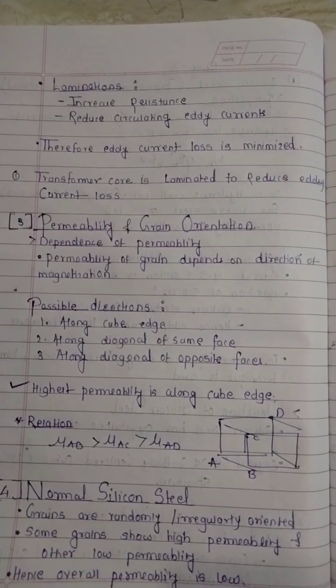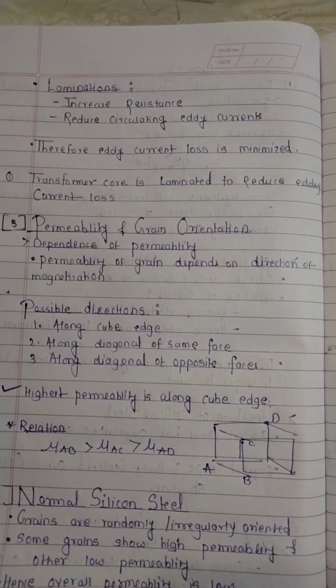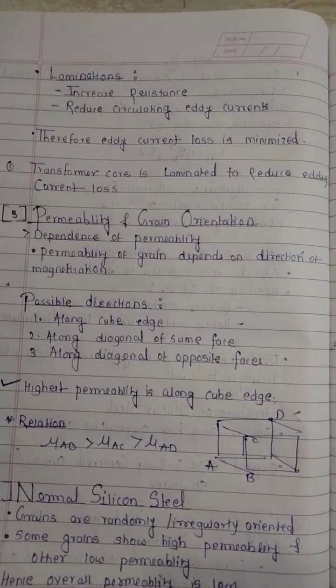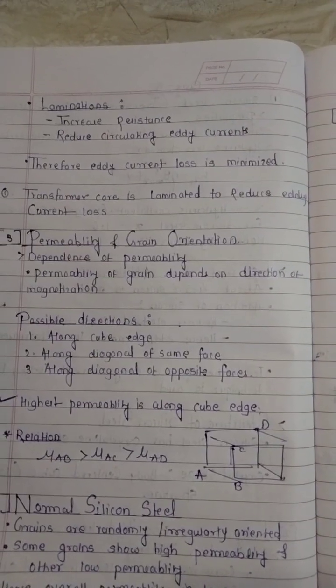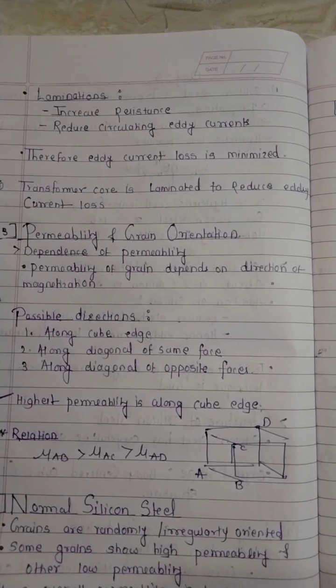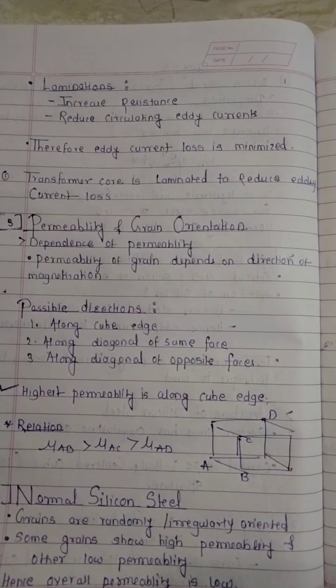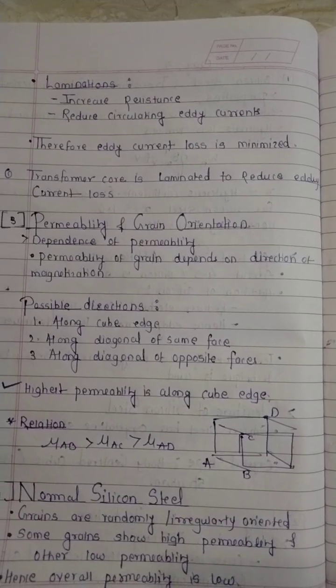Transformer core is laminated to reduce the eddy current loss. Transformer core is laminated, therefore eddy current loss is minimized.